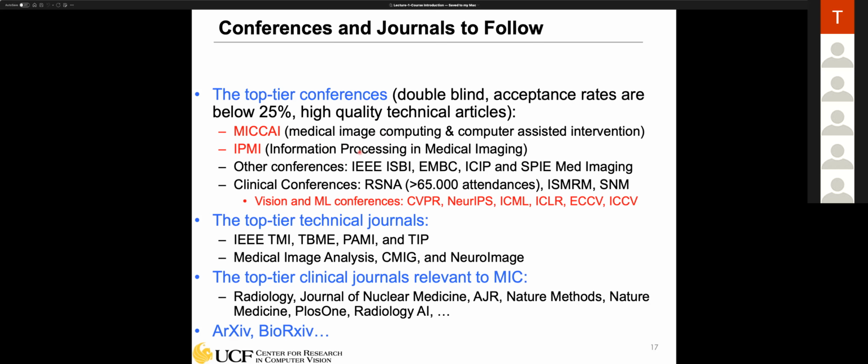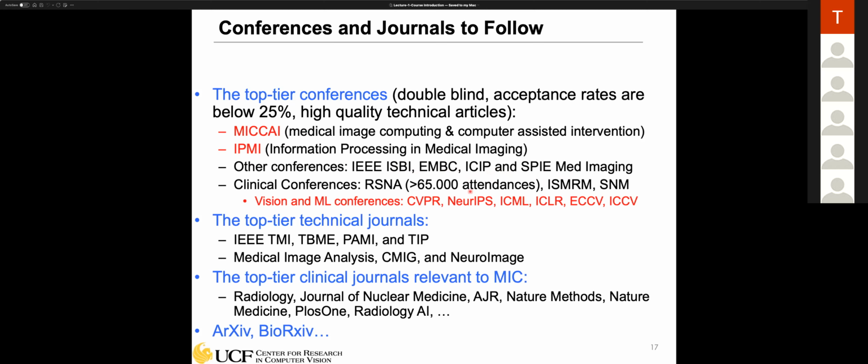For medical image computing, the flagship is probably MICCAI, which stands for Medical Image Computing and Computer Assisted Intervention. Another one is IPMI, Information Processing in Medical Imaging. These are the well-known, well-established top tier conferences in medical imaging. There are also other pretty good conferences: International Symposium on Biomedical Imaging, EMBC, International Conference on Image Processing, and SPIE Medical Imaging. These are other very good conferences, but they may not be as good as these two.